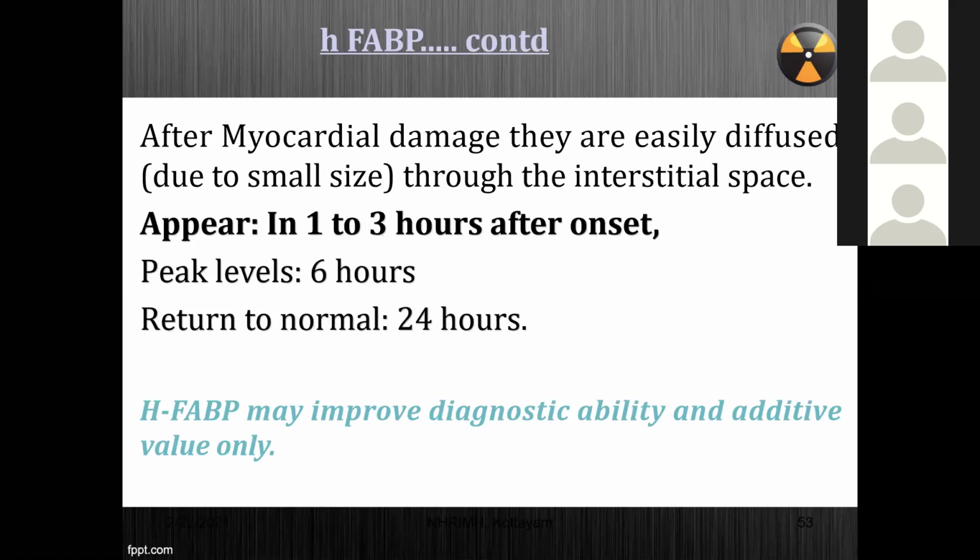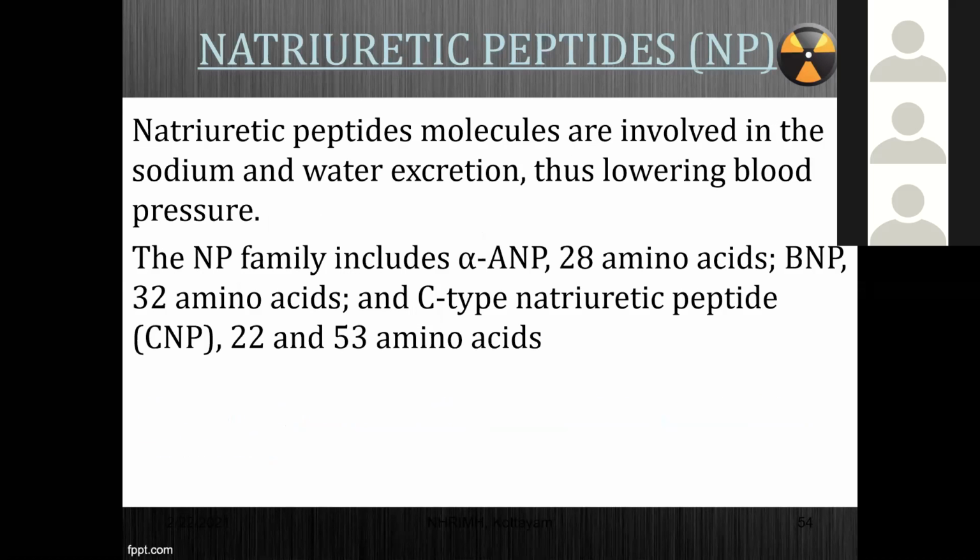So after the myocardial damage, what happens? All these things are released. They escape through the interstitial space. So heart FABP appears 1 to 3 hours after the onset of MI. Peak levels rise at 6 hours and it comes back to normal in 24 hours. It improves the diagnostic ability and has additive value only. It does not say that definitely there is myocardial infarction. There is some damage, but it can't say that there is absolutely an infarction, entire muscle or less muscle. So it is only a prognostic factor and an additive value to the ECG.